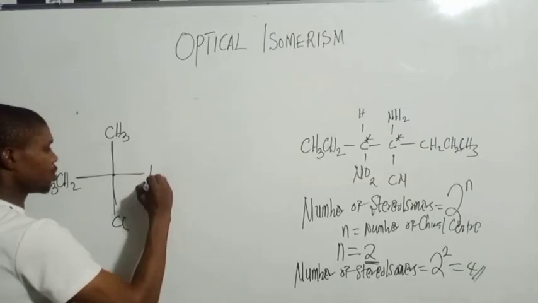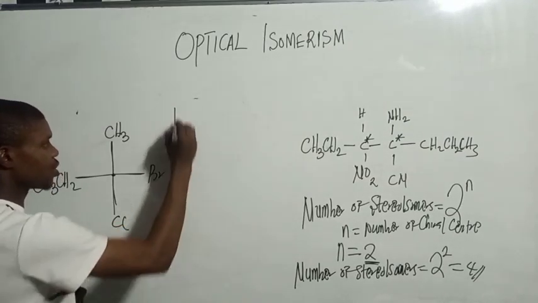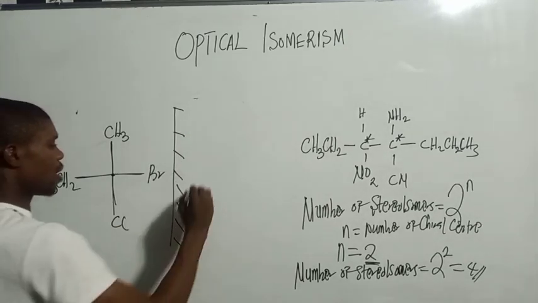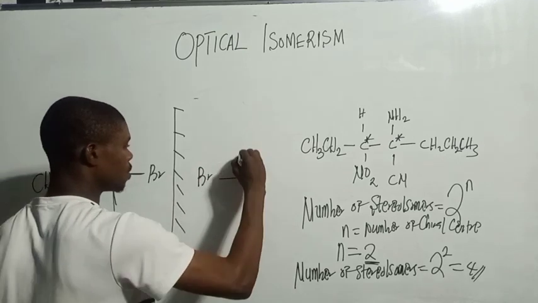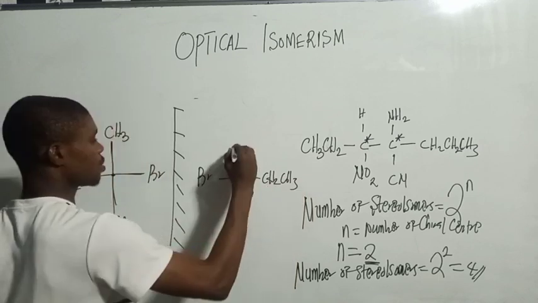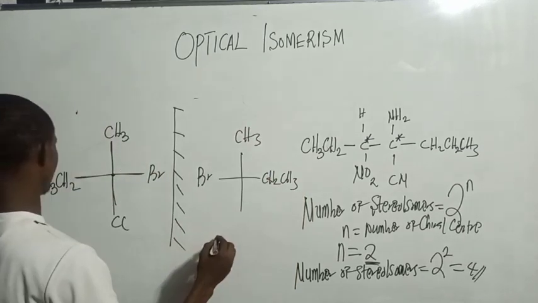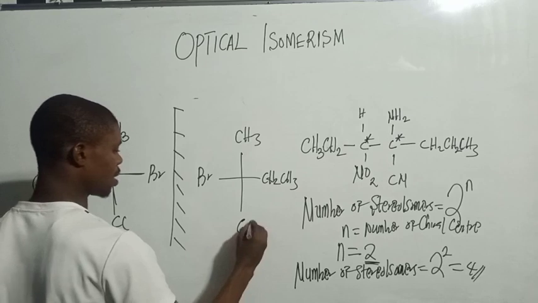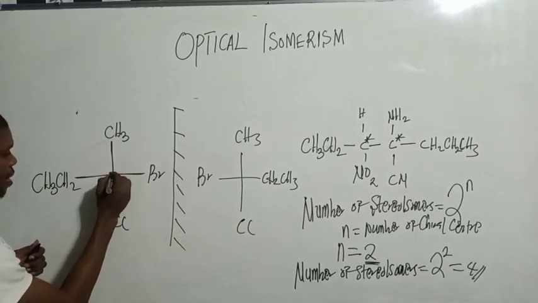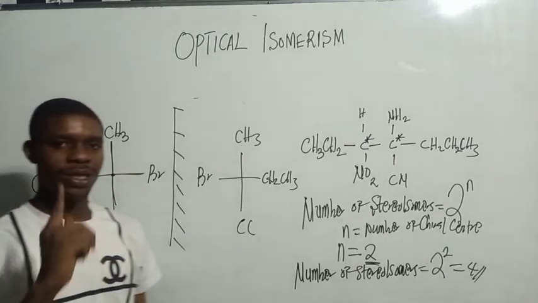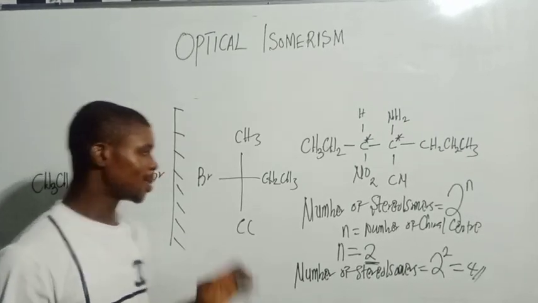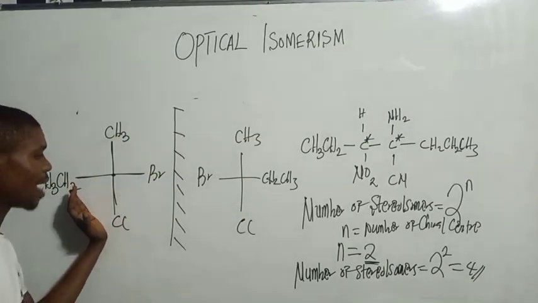So the next thing you want to do here is to draw the mirror image of this guy. Now when you draw the mirror image of this guy, here we have Br, here we have CH2CH3, here we have CH3, and here we have Cl. Can you see that? So this is called the Fischer projection formula. Now here we only have one intersection. Do you know that? That intersection means that we only have one chiral center. So what can that be to the right? What can that be to the left?